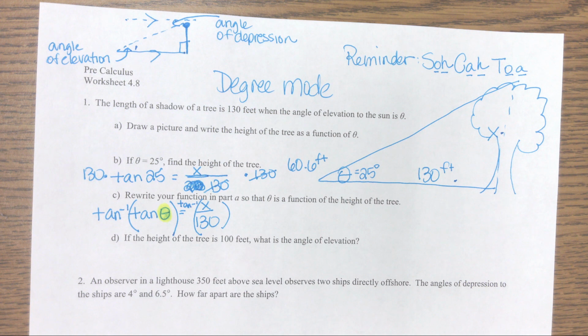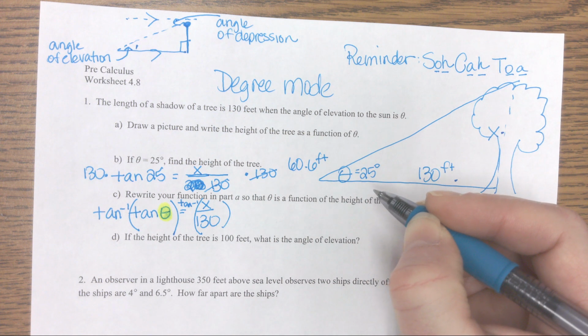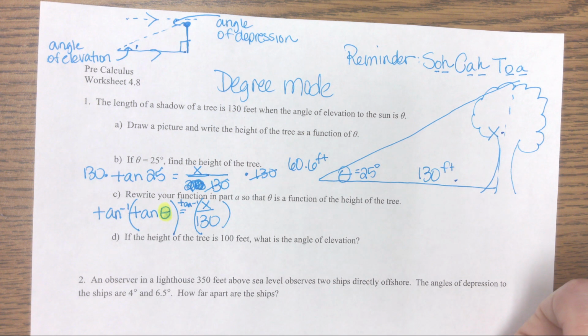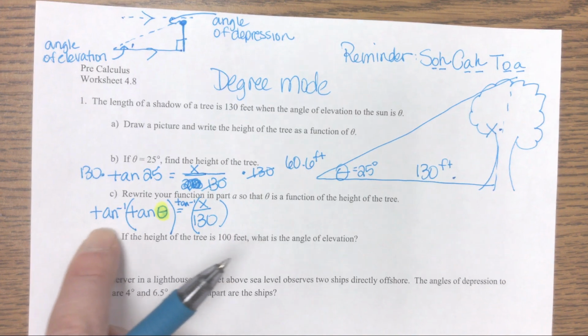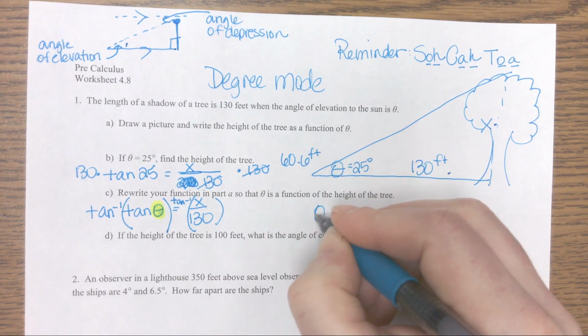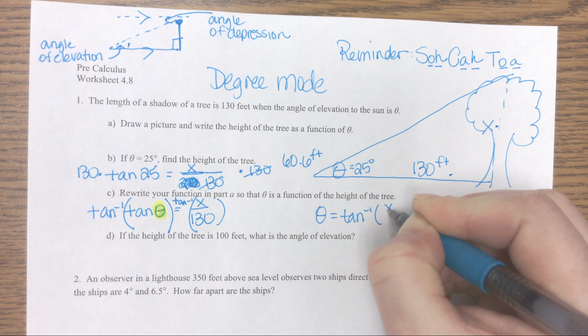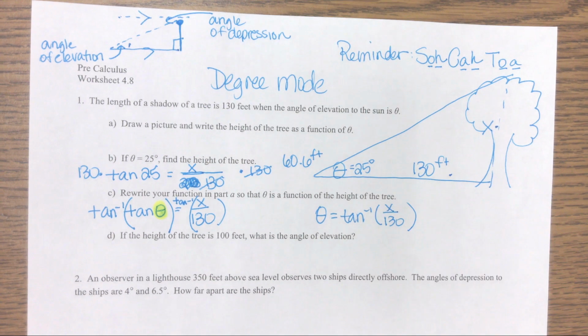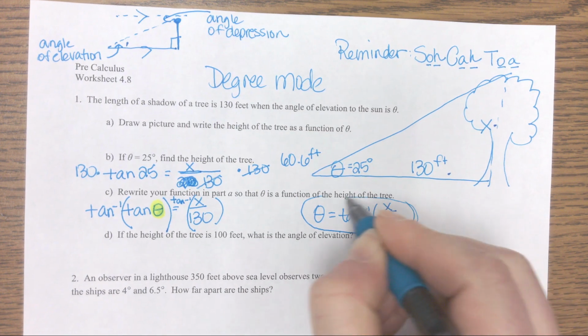The tangent inverse and the tangent function undo each other. So if tangent inverse undoes tangent, what would be left on this side then? What's the variable? These undo each other, so now what's left? Theta equals the tangent inverse of x over 130. Okay, so this is an equation that would find the angle for you.